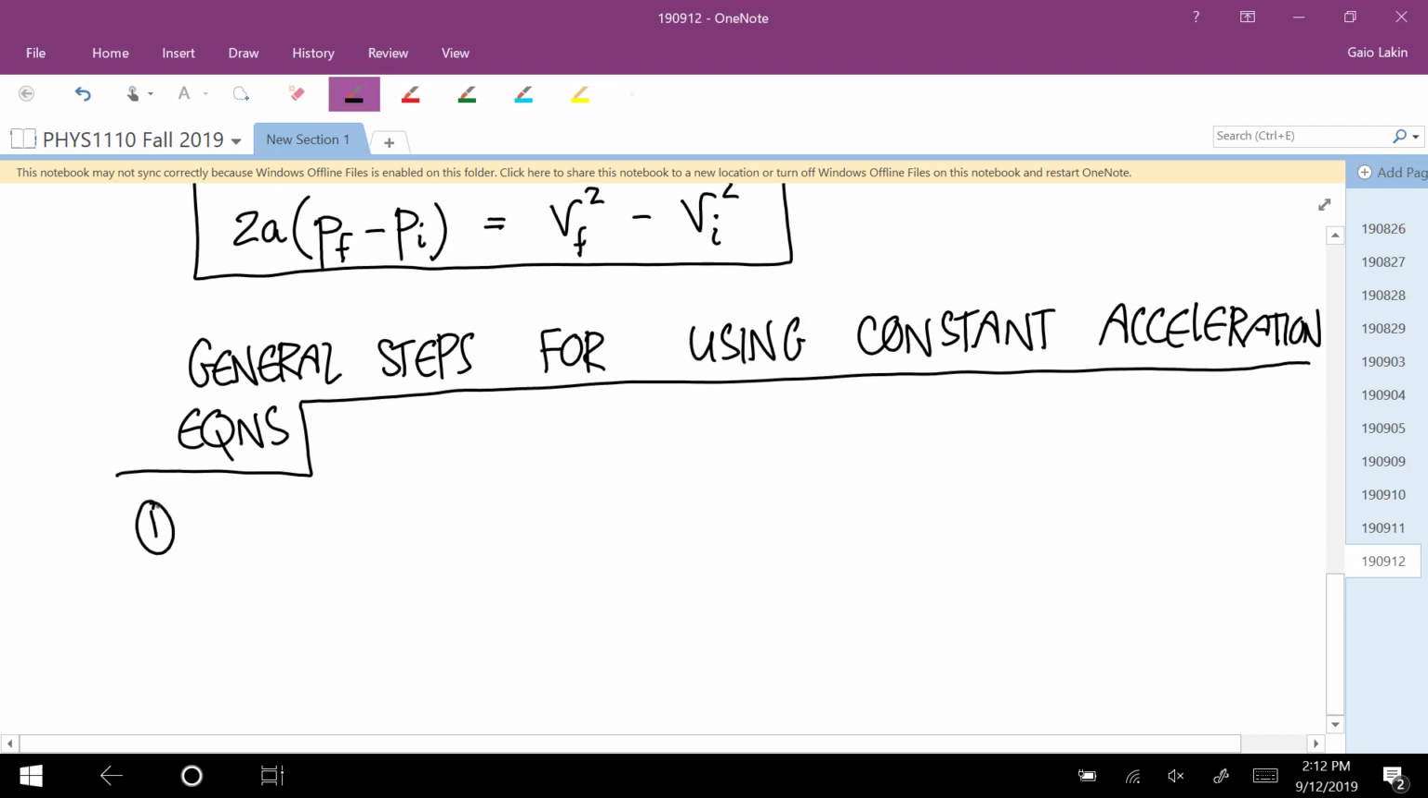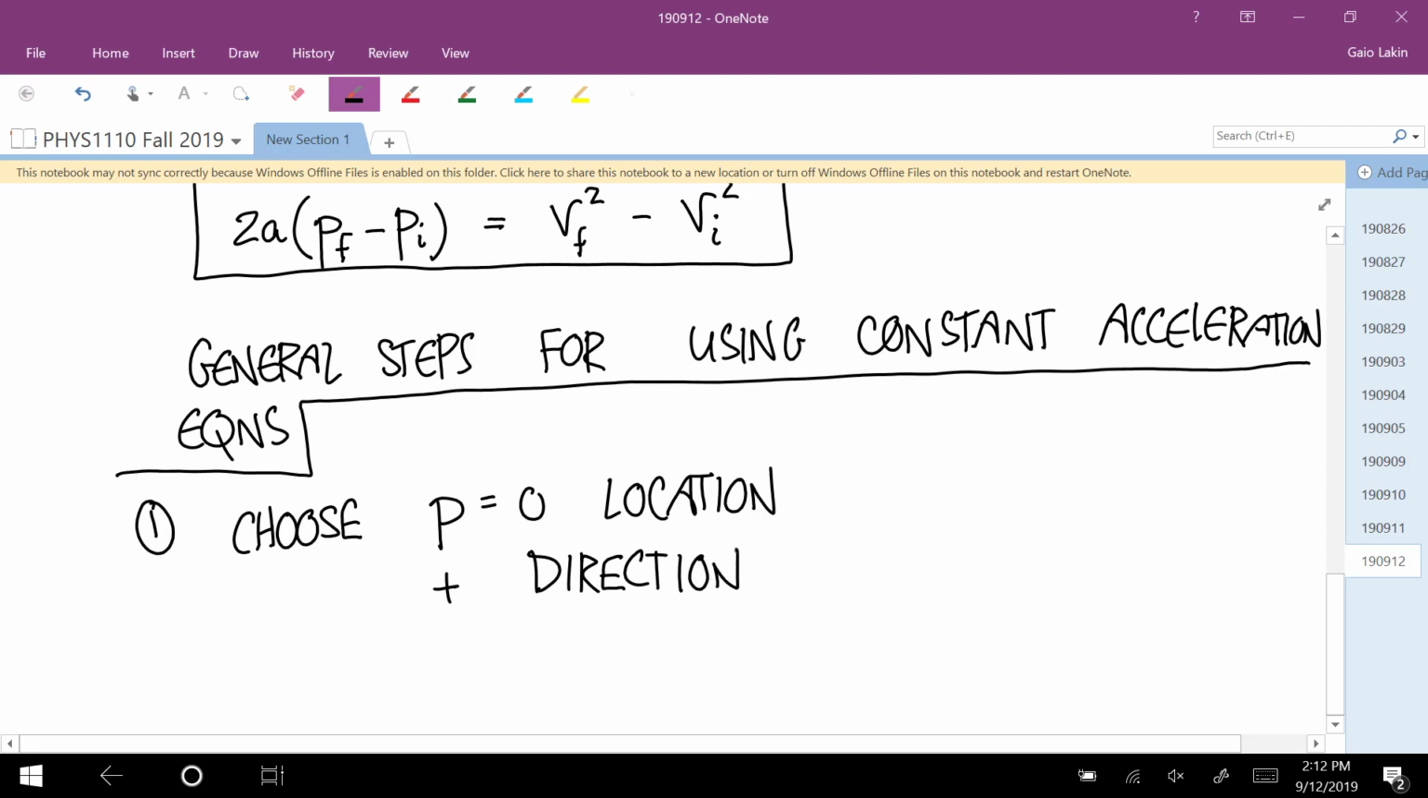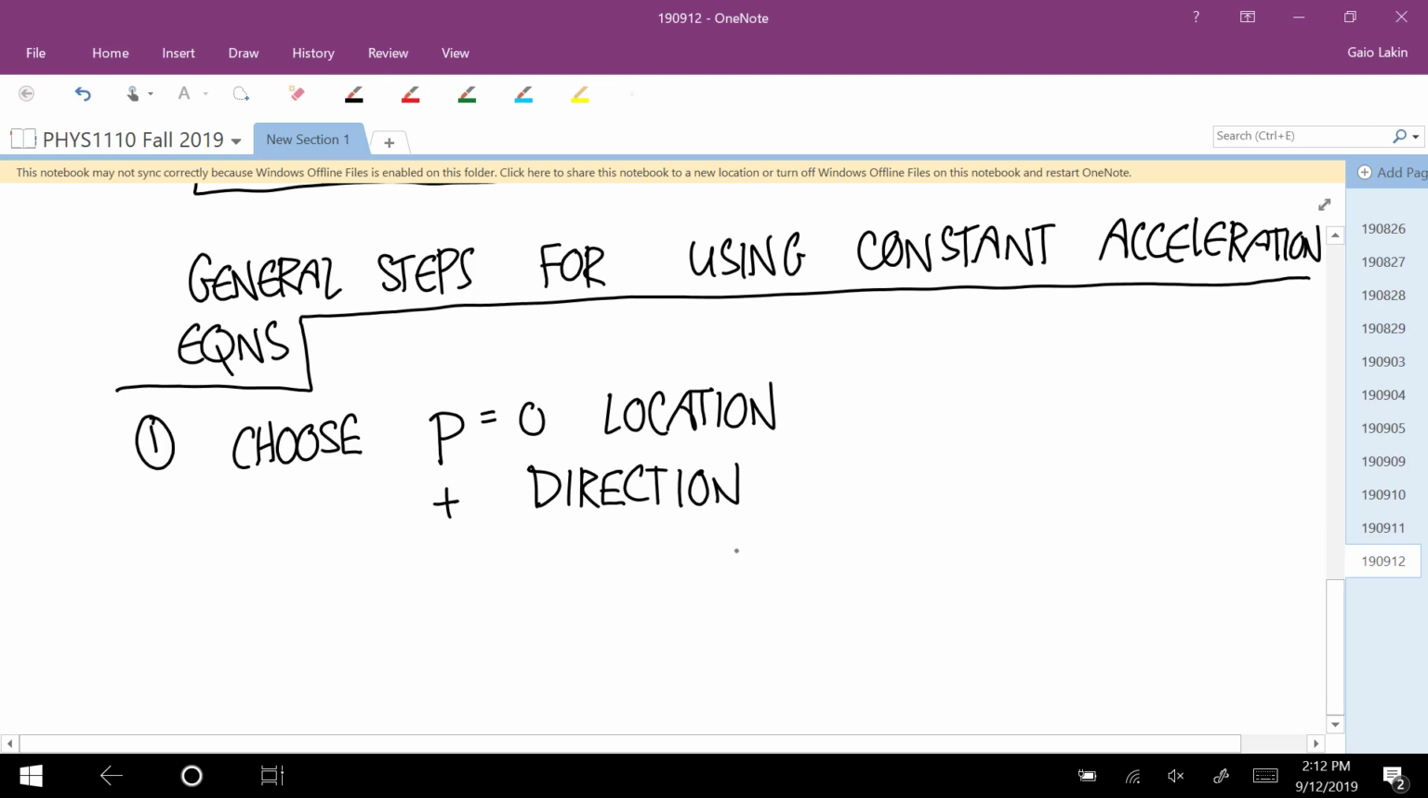The first thing you need to do is make those 4 choices that I mentioned above. So you have to choose a position equals 0 location, a positive direction, a time equals 0 instant. That's the instant that you click on the stopwatch. And then a time final instant. That's when you stop the stopwatch.